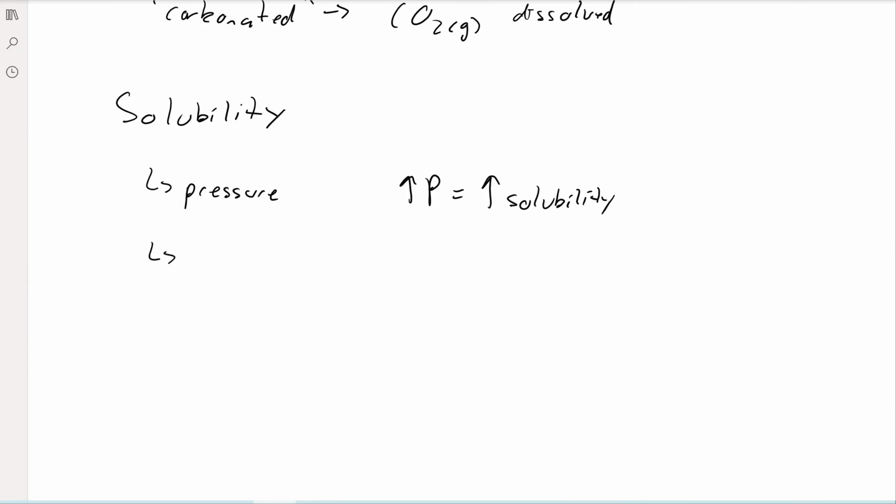And so that makes sense when you open a can of soda. You'll hear a fizzing, you'll see some gas, or you'll feel some gas leaving, and over time, the soda is going to go flat. And the reason that's going flat is because you're releasing the pressure, and so you're decreasing the solubility, and it starts going flat.